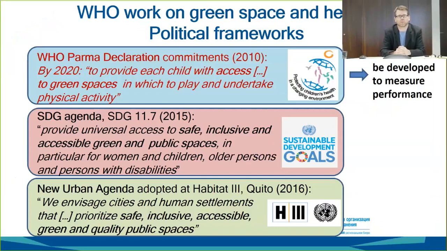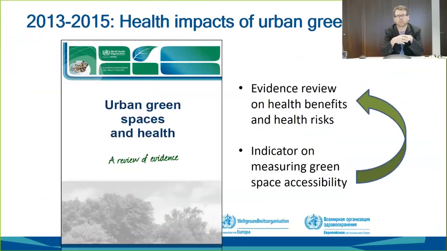This has been the first political commitment, and it has been followed up later on by, I would say, even stronger political commitments like the Sustainable Development Agenda with goal 11.7, also covering the access to green and public spaces, and then a year later, the New Urban Agenda adopted at the Habitat 3 conference, which has an almost similar statement to prioritize accessible, green, and quality public spaces. So there's a lot of political commitment on this subject, and for the Parma Declaration, we have in WHO the task and the challenge to develop indicators on how to measure green space access.